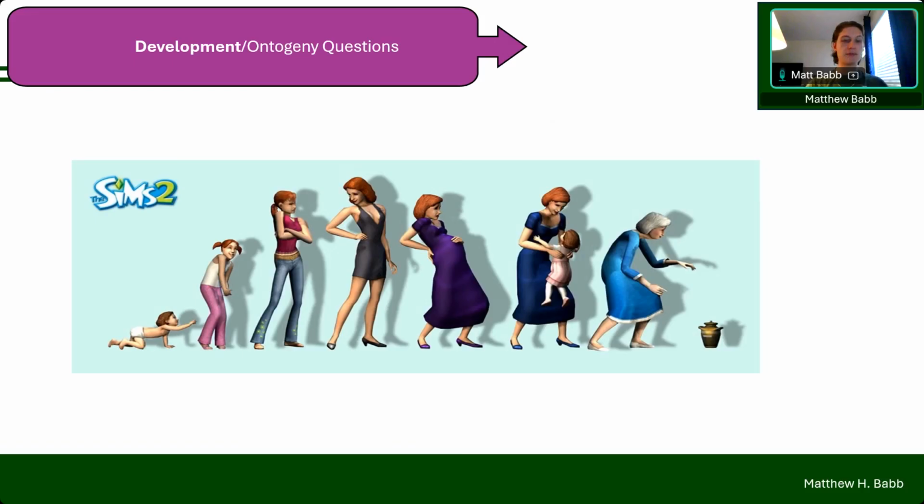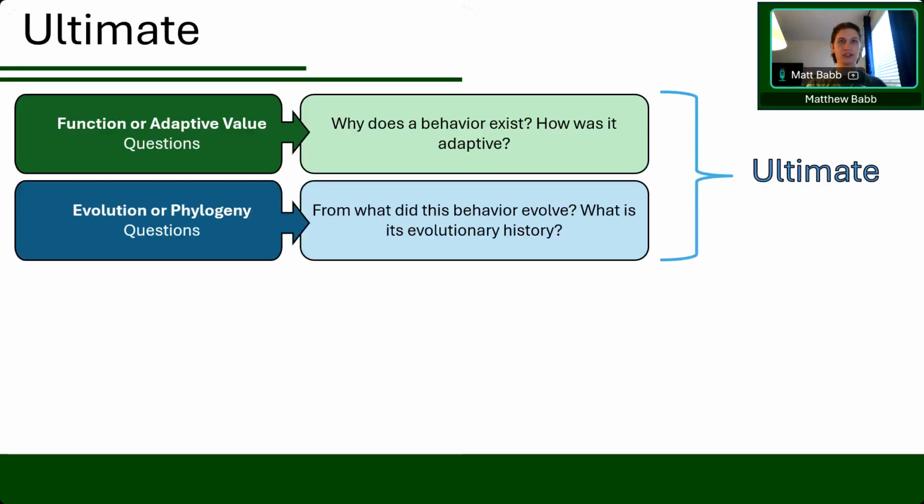Today's lecture is going to mostly focus on ultimate questions, though, and ultimate questions pertain to evolution. The first type are function questions. I actually like to refer to these as adaptive value questions. And they ask, why does a behavior exist? What purpose does it serve? Why was this behavior adaptive for the animal?